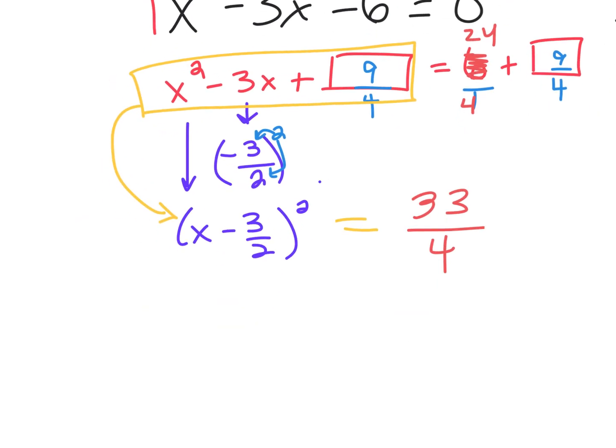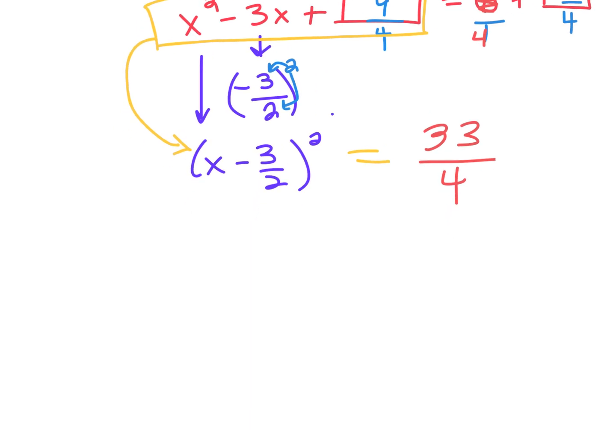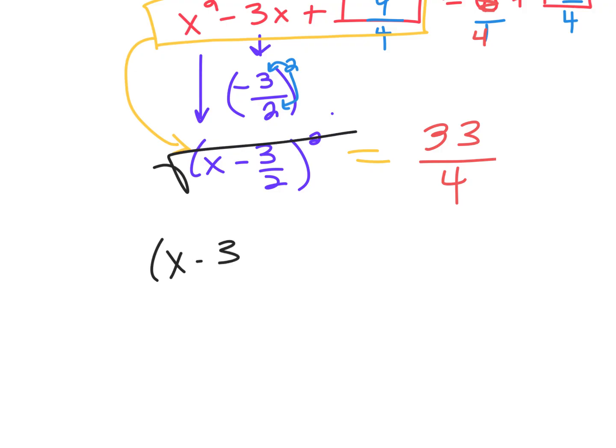A couple days ago, we started off with a binomial that was squared. How did I get that squared to go away? What did I do to both sides? Take the square root. So if I take the square root to this side, I'm left with x minus 3 over 2. If I take the square root to the other side, what goes in front of my answer? Plus or minus.